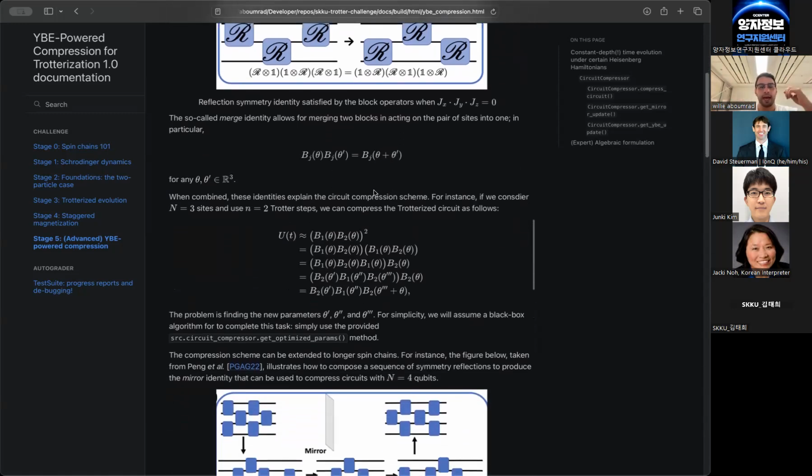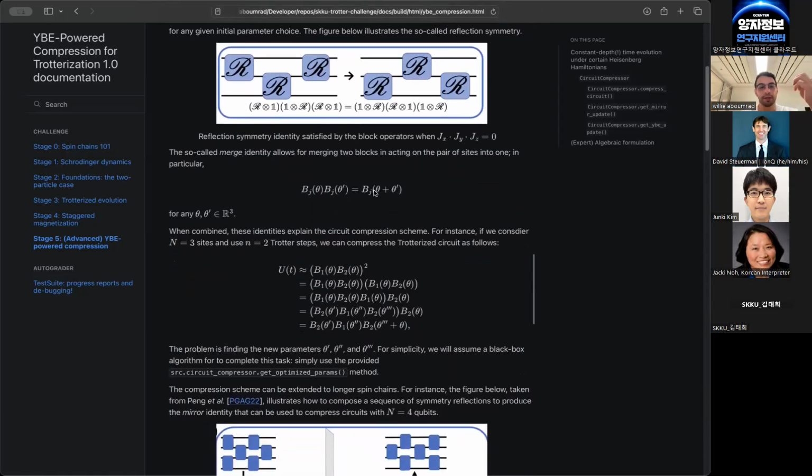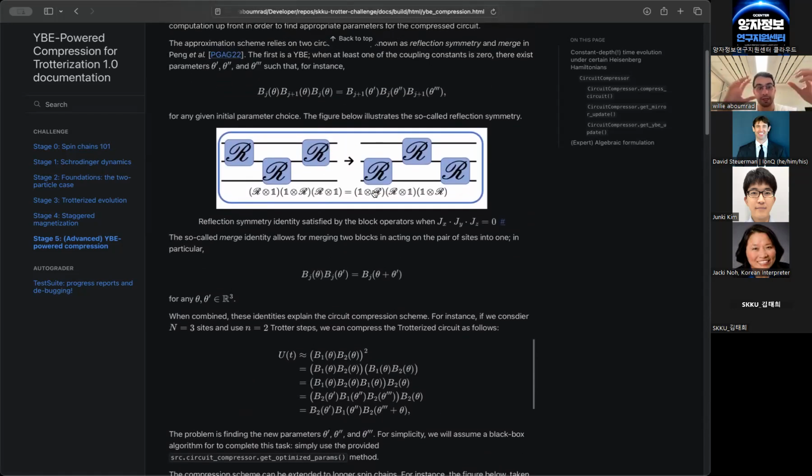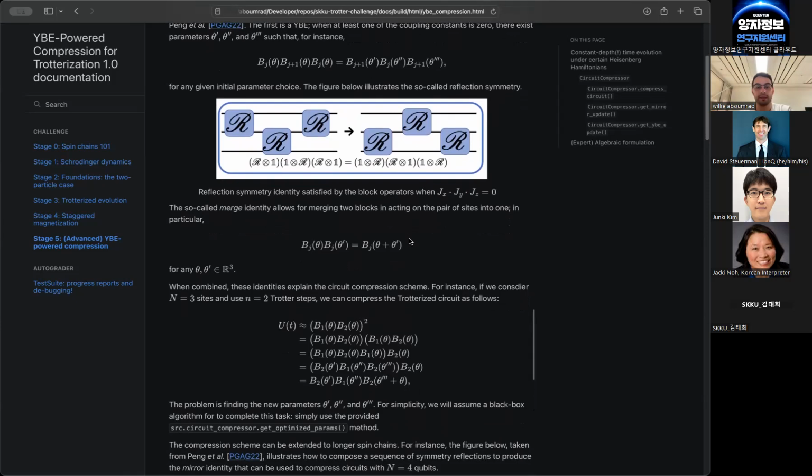So if you think about it that way, basically the compression scheme is just a way of rearranging the blocks in your circuit and deleting some of those blocks just because you realize that doing 2 consecutive time propagation operations on the same site is the same thing as just doing a single time propagation operation for a longer time, right? For a different parameter value, if you will. So that is the goal of this exercise, right?